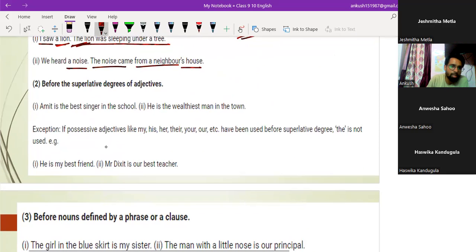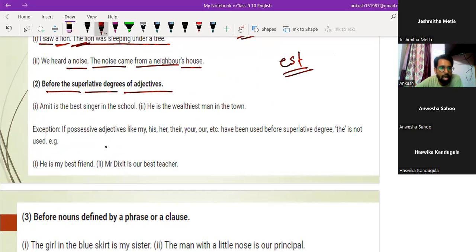Second rule is, the is used before the superlative degrees of adjectives. All the degrees with est at the end actually take the as the article before them. Amit is the best singer. He is the wealthiest man.